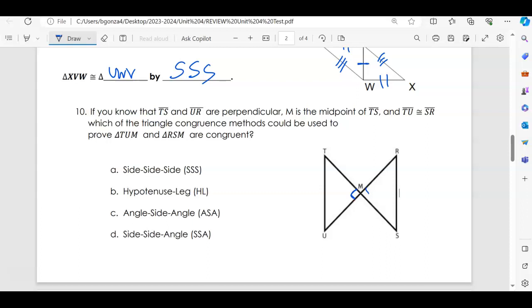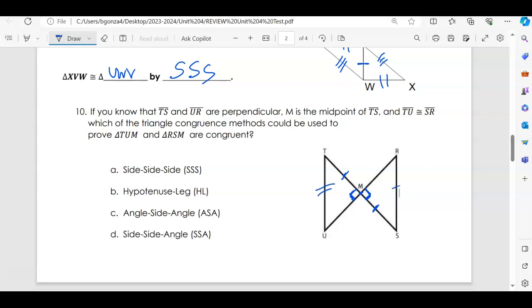put 90 and 90. Now, we already knew that they were congruent because they're vertical angles, but now we know they're specifically 90 degrees. Okay. M is the midpoint of TS, so that means TM and MS are congruent. And then it says TU is congruent to SR.